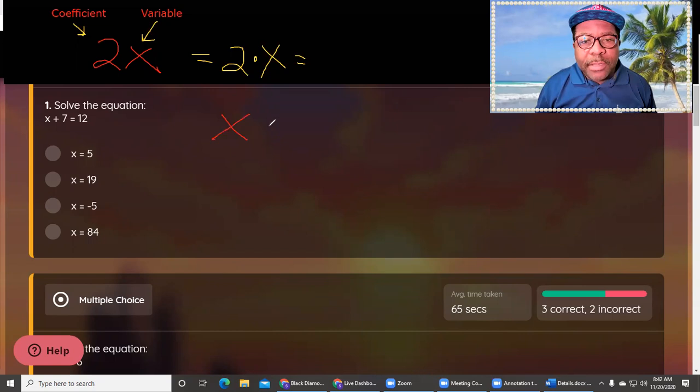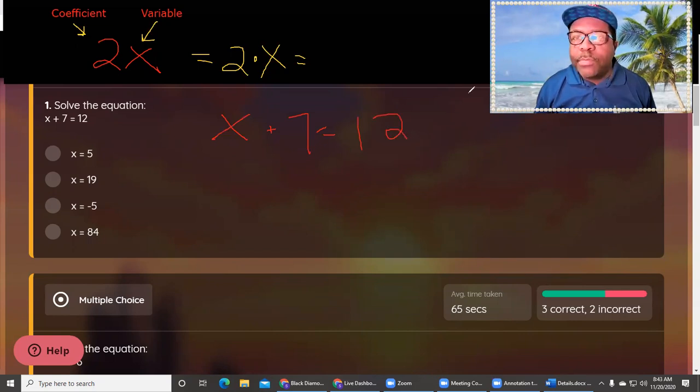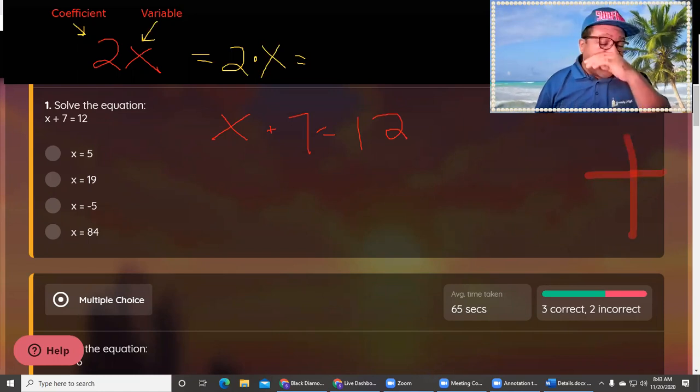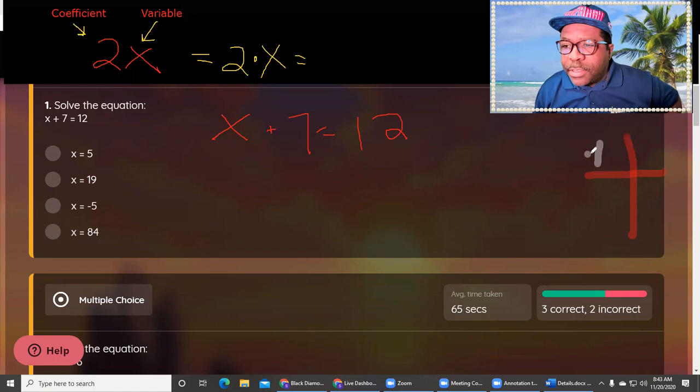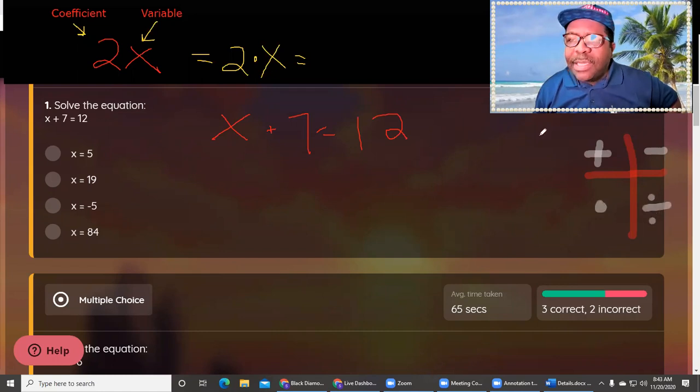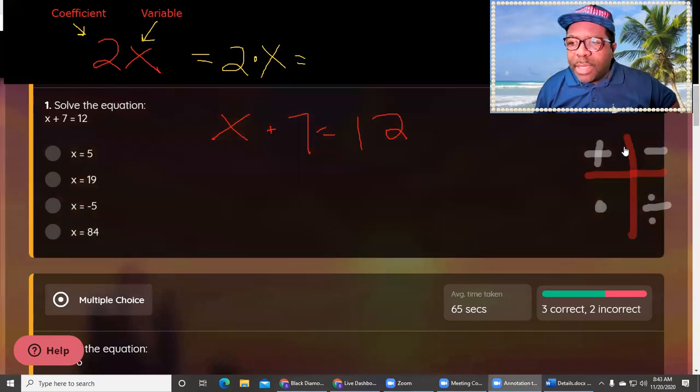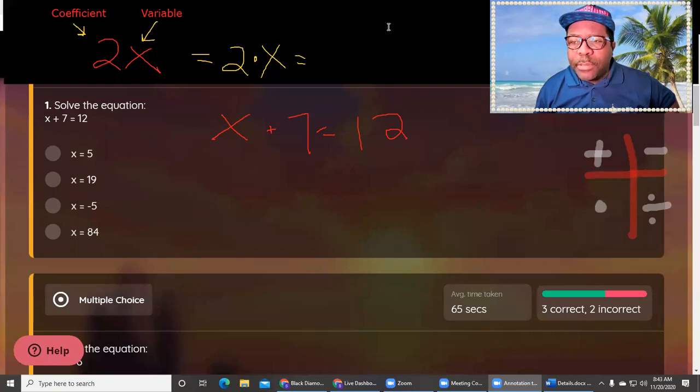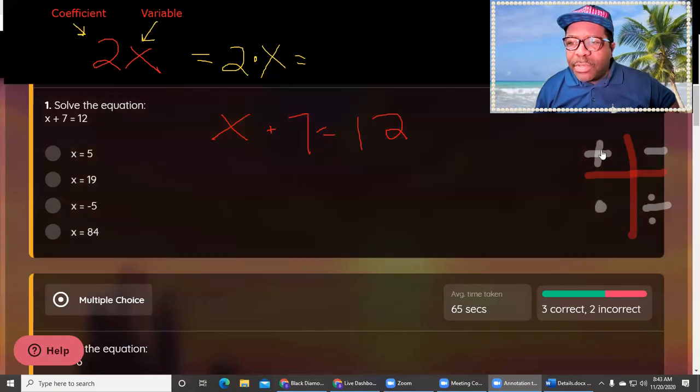So x plus 7 equals 12. Now we have this thing that we call the inverse operations. So the inverse operation of addition is subtraction. The inverse of multiplication is division. It's the opposite operation. Plus, minus, times, divide are all operations, and on the other side are the inverse operations.